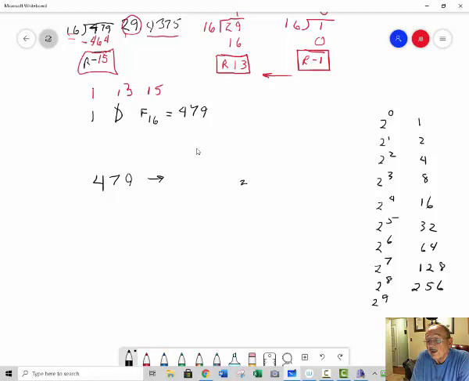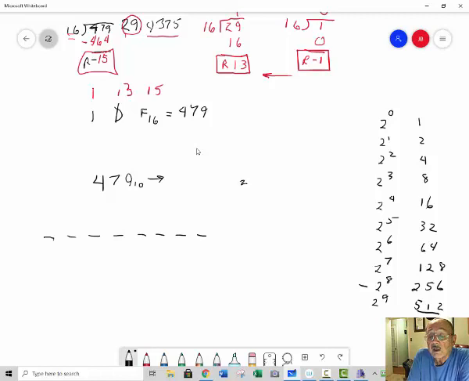And 2 to the ninth is 2 times 256, which is 512. Now, I want you to notice that 512 is bigger than my 479, so I'm going to start with 2 to the 8th. What that means is that I'm going to have 8 digits here. 1, 2, 3, 4, 5, 6, 7, 8 digits to represent this number right here. This is base 10. This is what you normally see.